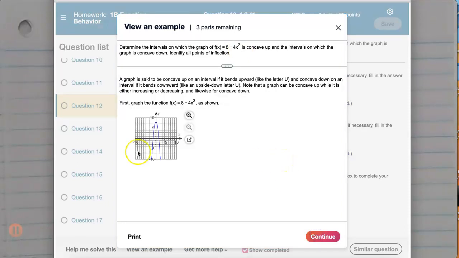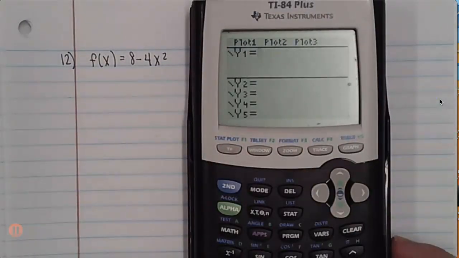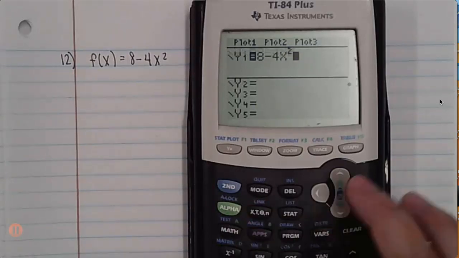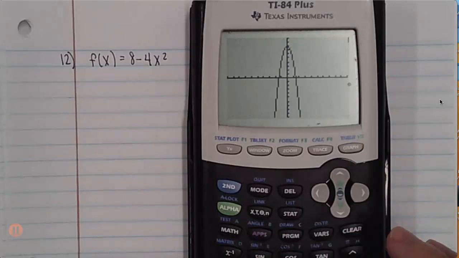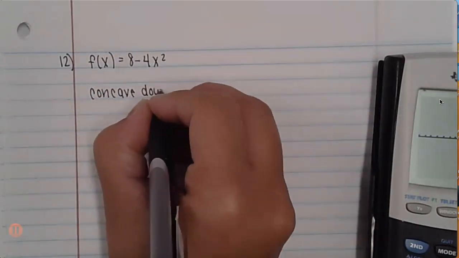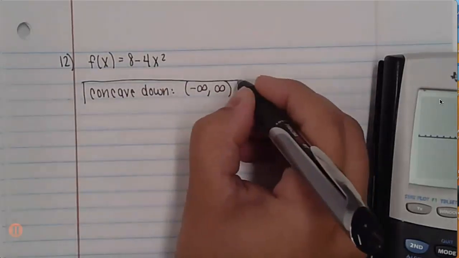So the graph of this is going to be, we know it's concave down because it's a negative x squared. Oh, let me switch to my dot camera. As expected, concave down pretty much the whole interval. So it is concave down from negative infinity to infinity. At no point does it switch to concave up.